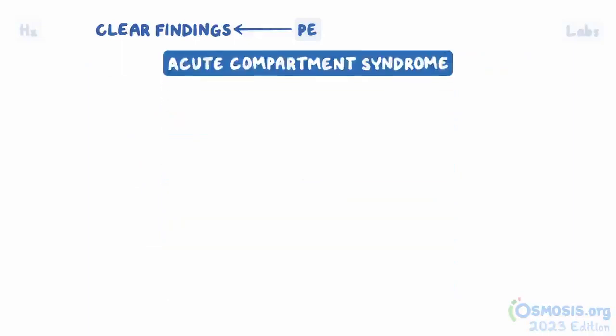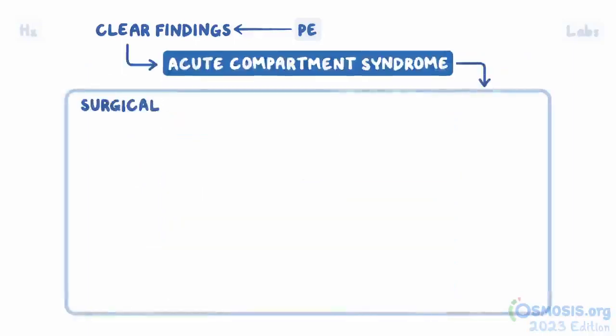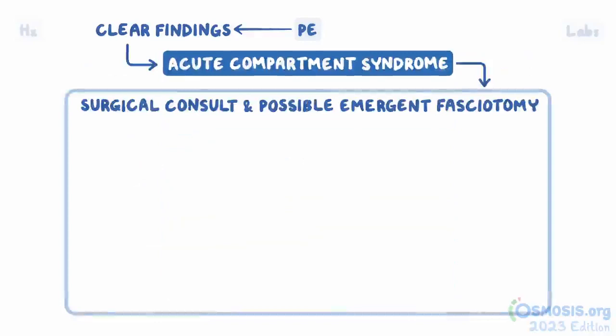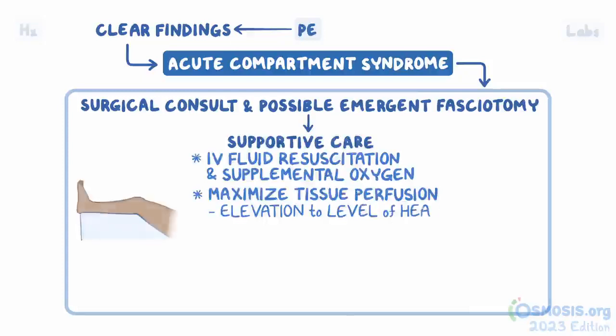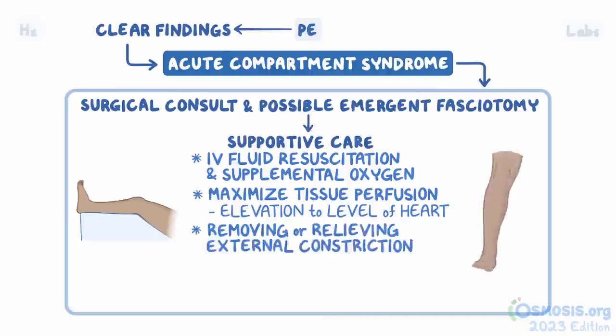As before, since this is an emergency, call the surgical team for a consult and possible fasciotomy. At the same time, start supportive care, including IV fluids and supplemental oxygen. Take steps to maximize tissue perfusion, such as with limb elevation to the level of the heart. Now, this will decrease arterial blood flow, but it will also increase venous drainage and decrease swelling and help relieve pressure, as well as removing or relieving any external constriction like casts or bandages. Finally, administer analgesics if needed for pain management. Once again, remember to treat the underlying cause.